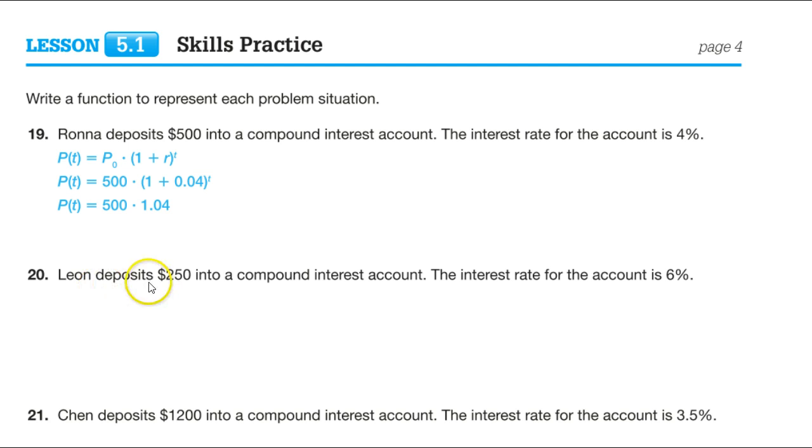So Leon deposits $250. That's important. Let's go ahead and write that down. That's our initial amount. $250.